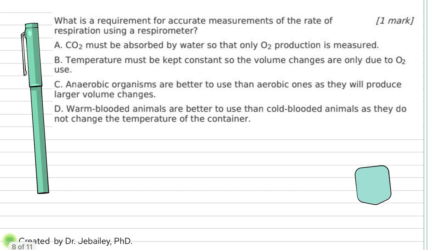All right, next question. What is the requirement? That means what do they need for accurate measurement? That means you want to make sure you measure the rate of respiration the right way using a respirometer. So what are the things that you need in order to make this respirometer work? Now, first one says A, CO2 must be absorbed by water so that only oxygen production is measured.